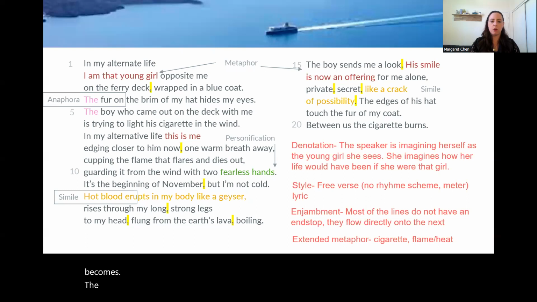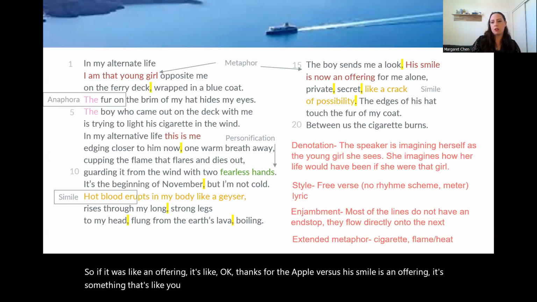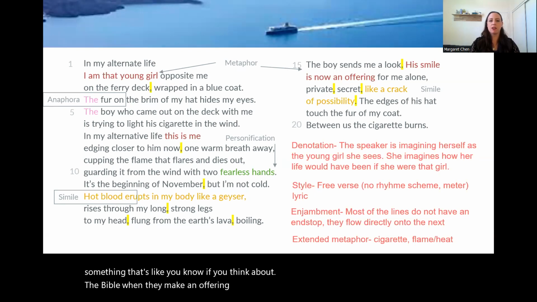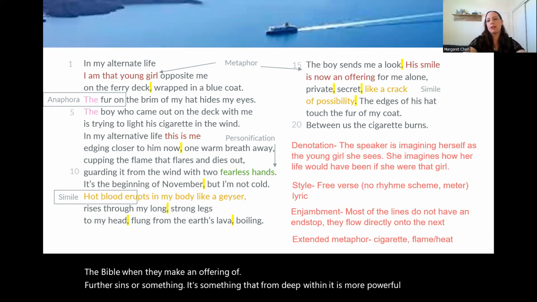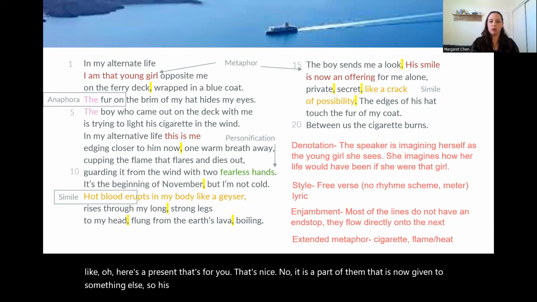It's more powerful. If it was like an offering, it's like, oh, okay, well, thanks for the apple, versus his smile is an offering. It's something that's like, if you think about the Bible, when they make an offering for their sins or something, it's something that's from deep within. It is more powerful than just, oh, here's a present. That's for you. That's nice. No, it is a part of them that is now given to something else. So his smile is an offering to the girl.